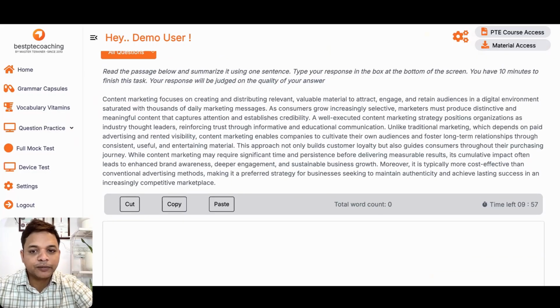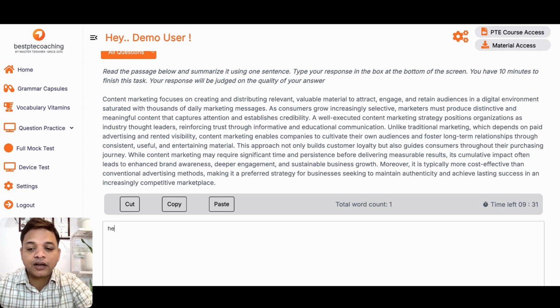Now we will look at one question and understand its elements. Please see, let me read the instruction for you. Read the passage below and summarize it using one sentence. You are expected to read this passage and summarize it in just one sentence, and that one sentence cannot have more words than 75. So you can only write 75 words in that one single sentence, and there will be only one full stop. Type your response in the box at the bottom of the screen.